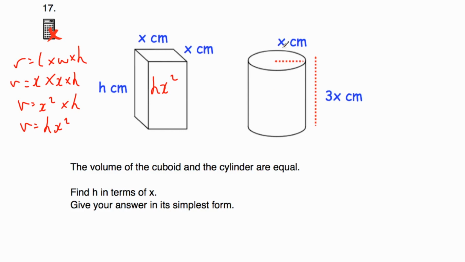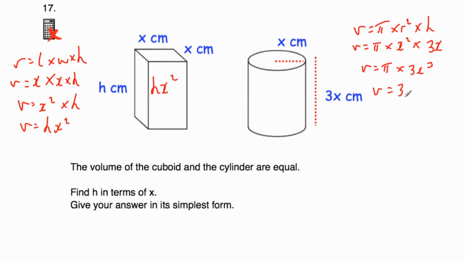Now in terms of the cylinder, the formula is the volume is equal to pi times the radius squared times the height. So the volume will be equal to pi times the radius squared, so it's going to be x squared, times the height, which would be 3x. Now let's simplify this. We've got x squared times 3x. Well, x squared times x would be x cubed, times 3 would be 3x cubed. So we've got the volume is equal to pi times 3x cubed, and then multiplying these together, the volume is equal to 3 pi x cubed. So the volume of the cylinder would be 3 pi x cubed.